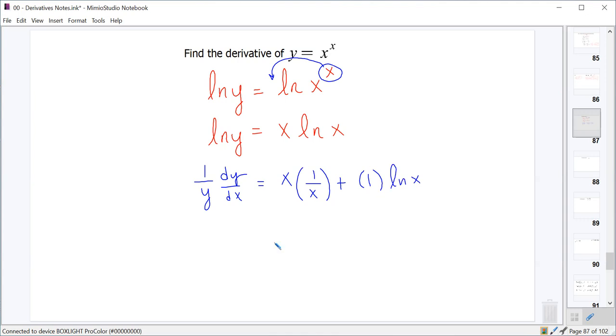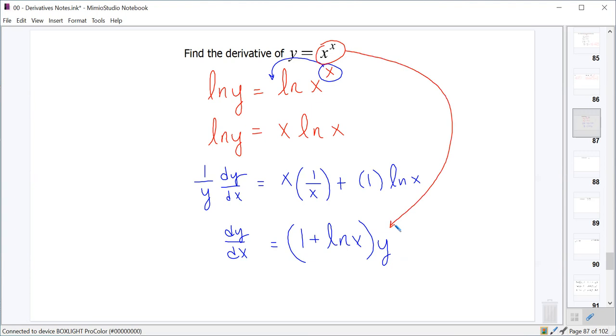So we can see, hopefully, on this right-hand side that x over x is just 1. So we have 1 plus ln x. And in order to solve for dy/dx, we need to multiply this by y. Well, because our original function wasn't written with any y's, and it's written all in terms of x, we need to convert back. So this is all in terms of x at the end. Luckily, we know that y is equal to x to the x. So our final answer here will be 1 plus ln x times x to the power of x.